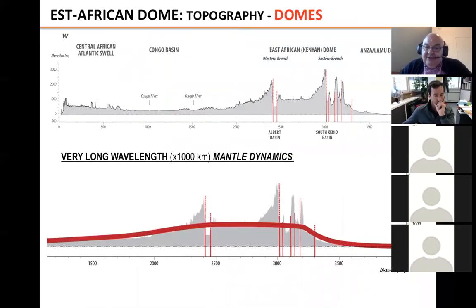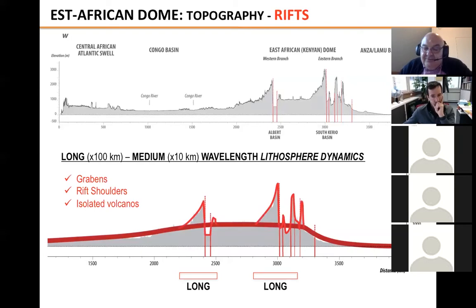And if I smooth the topography, okay, I can characterize here, in the thick red line, a very long wavelength that has to be related to mantle dynamics, and everybody knows that below the East African Rift there is a super swell, and that's the record of the dynamics of the super swell below Africa.